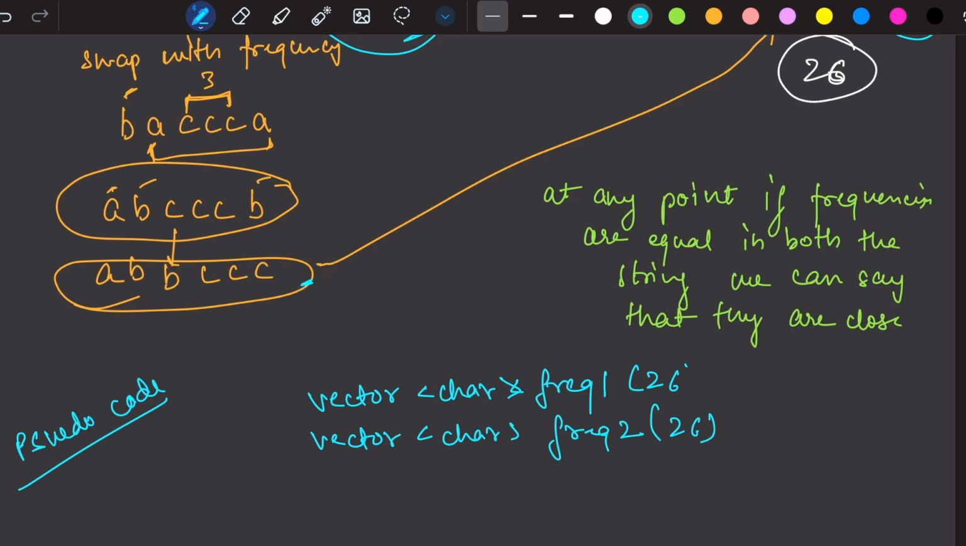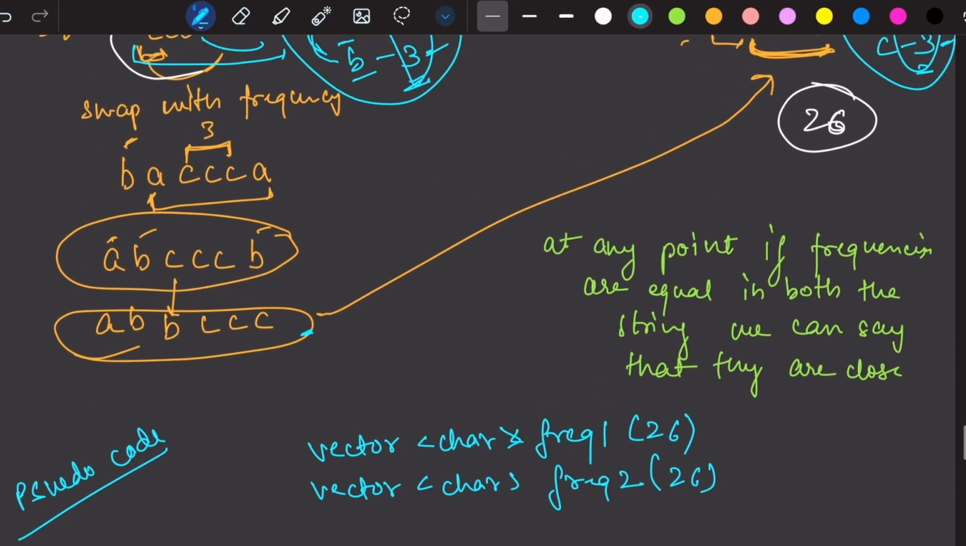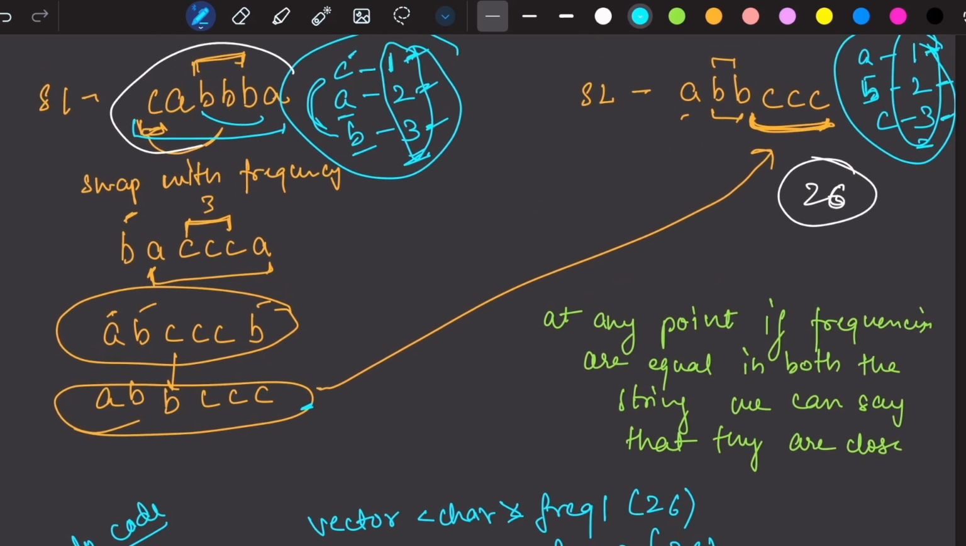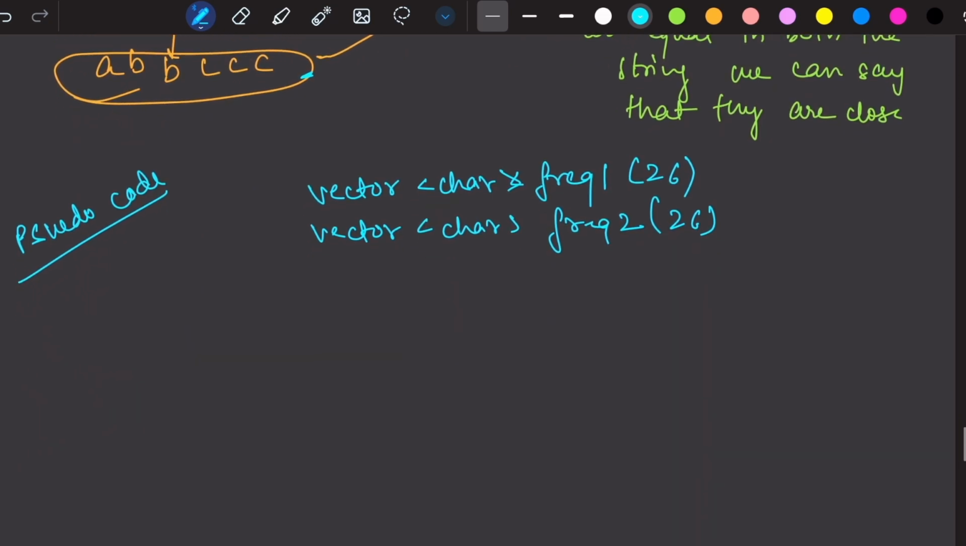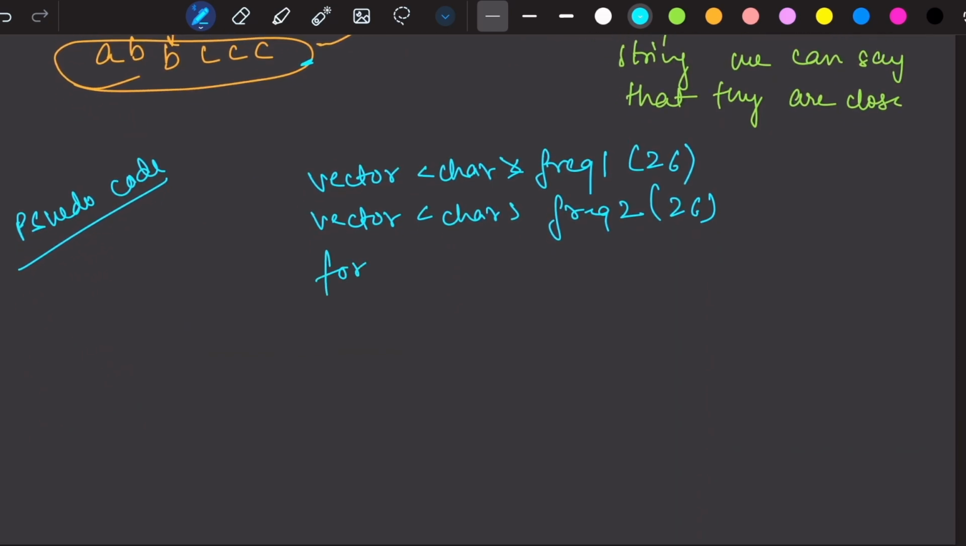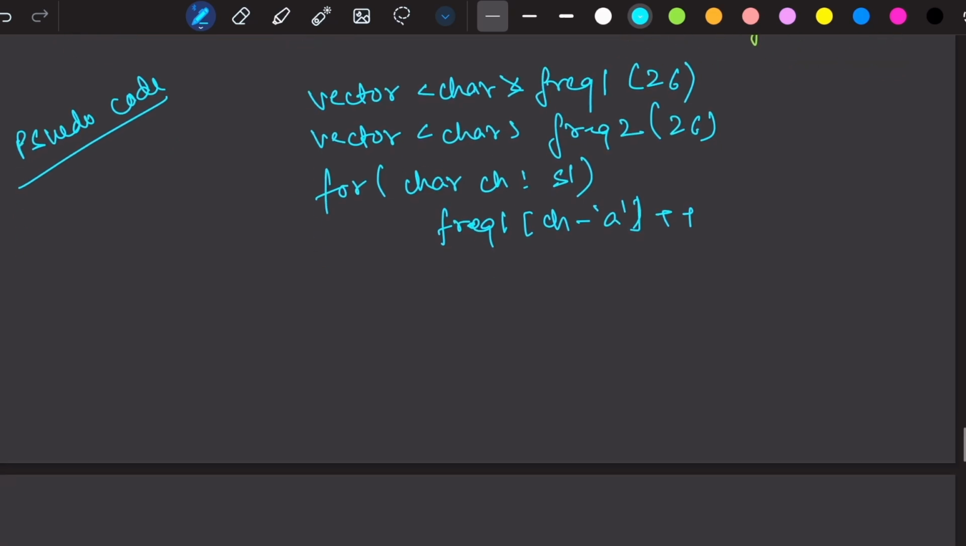Now we will count all the frequencies for both the strings. So for character ch in string 1, we will update the frequency 1 with the character. Similarly, for character in s2, we will update the frequency.